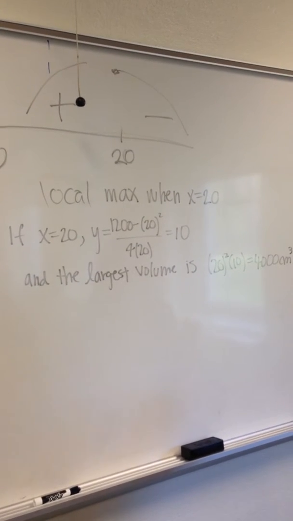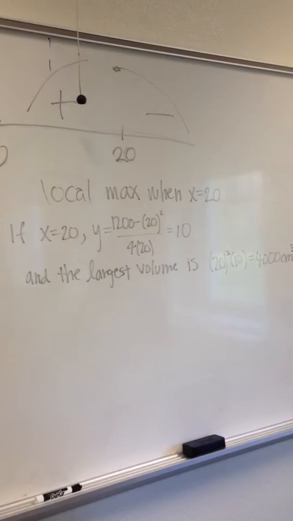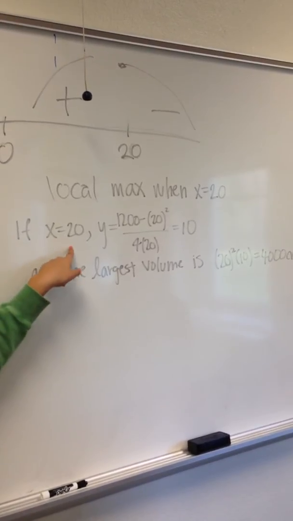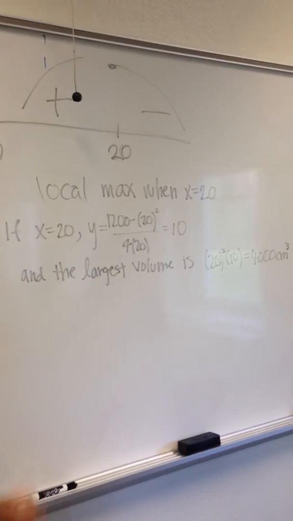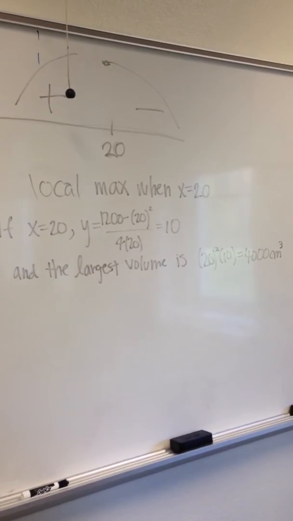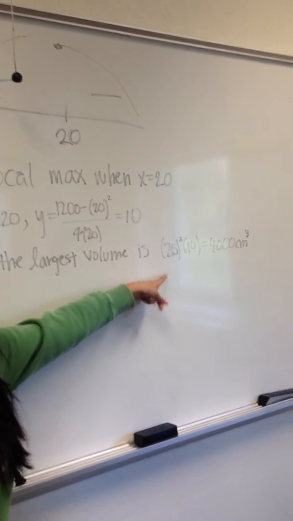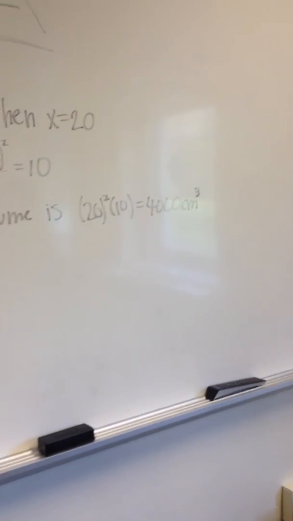So in order to find the volume, we need to find the values of x and y. So in order to find y, we plugged our x value, which is 20, into the equation for y. So we got y equals 10. And since we know that volume equals x squared times y, we get x, which is 20 squared, times y, which is 10. We get 4,000 centimeters cubed.